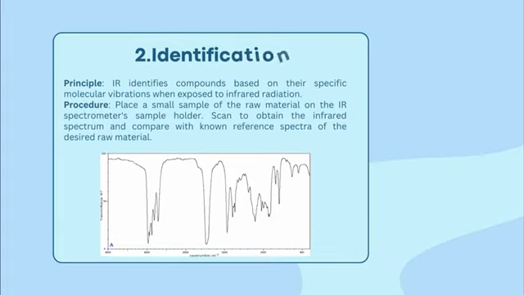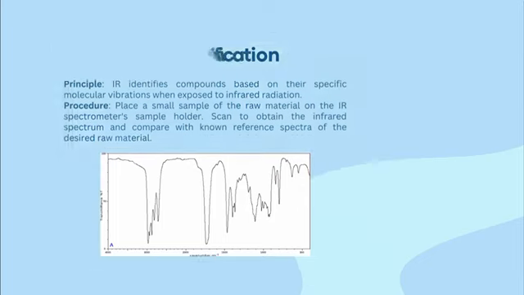2. Identification. Principle: IR identifies compounds based on their specific molecular vibrations when exposed to infrared radiation. Procedure: place a small sample of the raw material on the IR spectrometer's sample holder. Scan to obtain the infrared spectrum and compare it with known reference spectra of the desired raw material.